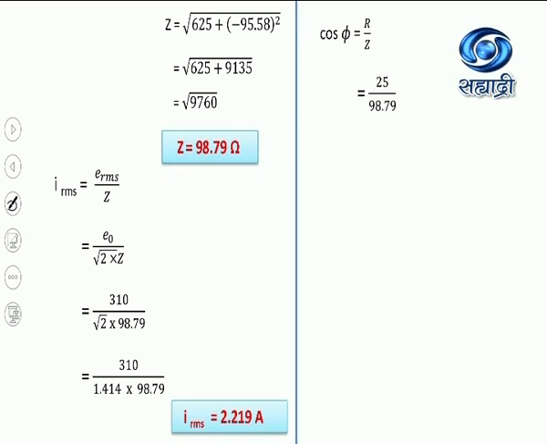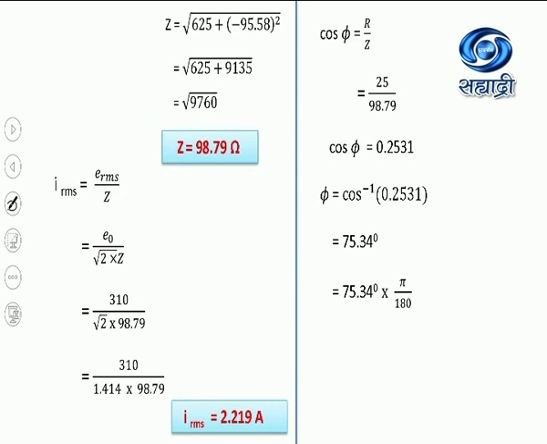R is 25, Z is 98.79. So with this cos phi, you get it as 0.2531. Phi is cos inverse of 0.2531 and hence the phase angle is 75.34 degree. Now phase is normally represented in radians. So that's why we'll convert into radians. To convert from degree to radians, we multiply by pi upon 180.